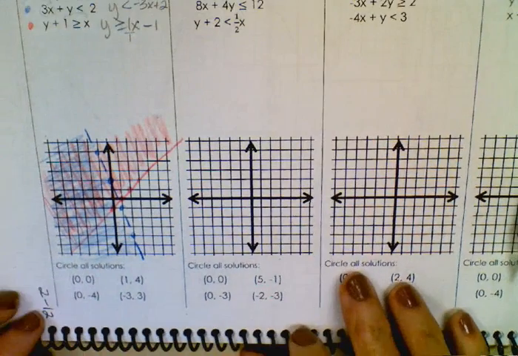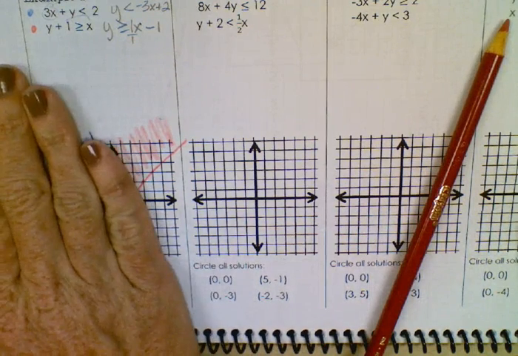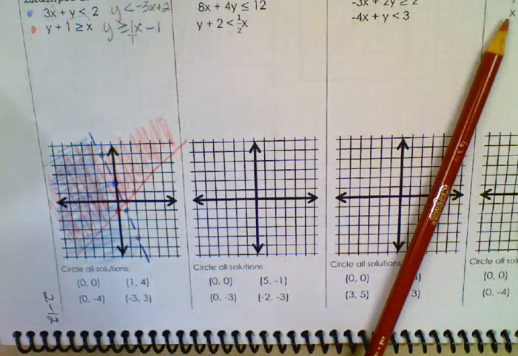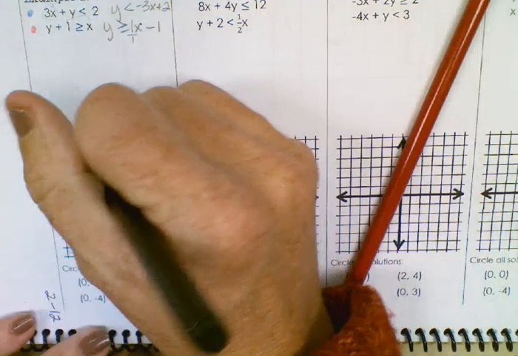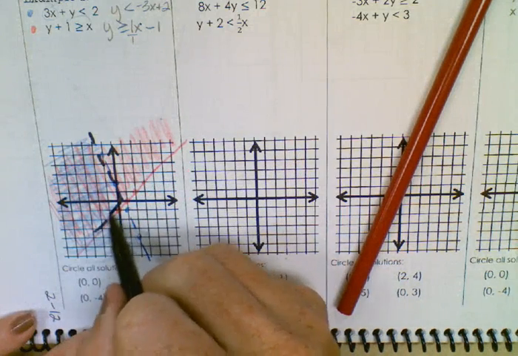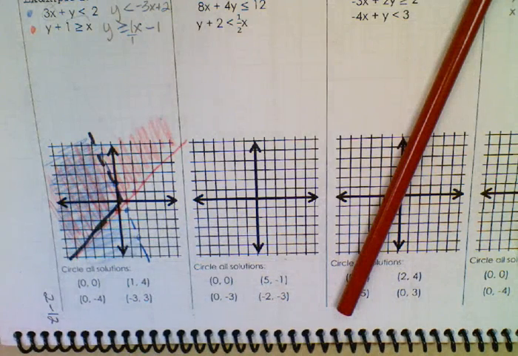So now you kind of see why the colored pencils really help. This was my blue region. This was my red region. The region where they both occur is going to be my solution to the system of inequalities. Okay, so it's everything in this region that is colored by both colors.